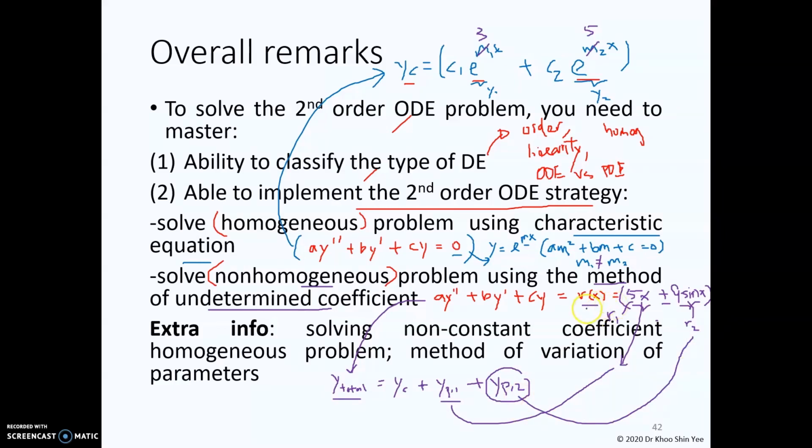In engineering application, the right hand side function here indicates the forcing function. So you have the forcing function 1 causing the first response and the forcing function 2 here will cause the second response here. So this response is called the steady state response. So if the question asks you to find the steady state response, then it will be equal to yp1 plus yp2 only, without the complementary solution.